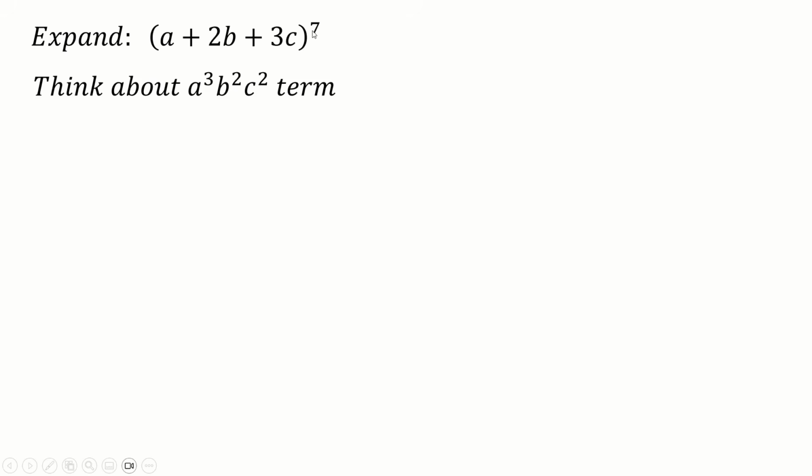7 factorial over 3 factorial, 2 factorial, 2 factorial. However, when you take 2 b's, of course, that's going to be 2b all squared. And when you take 2 c's, that's going to be 3c all squared, just like in regular binomial. And so, of course, this 2 squared and this 3 squared, which make 4 and 9, is going to impact the entire coefficient. So we can calculate this first.